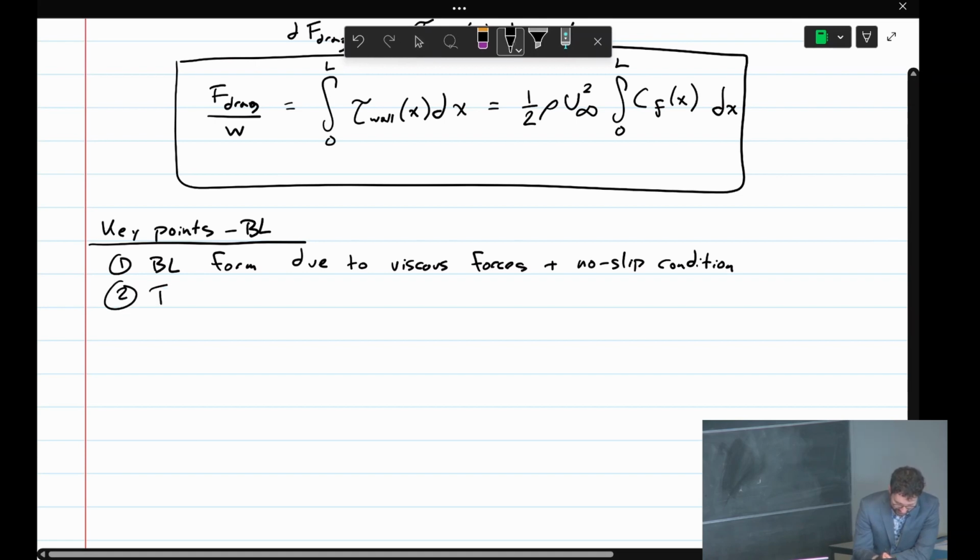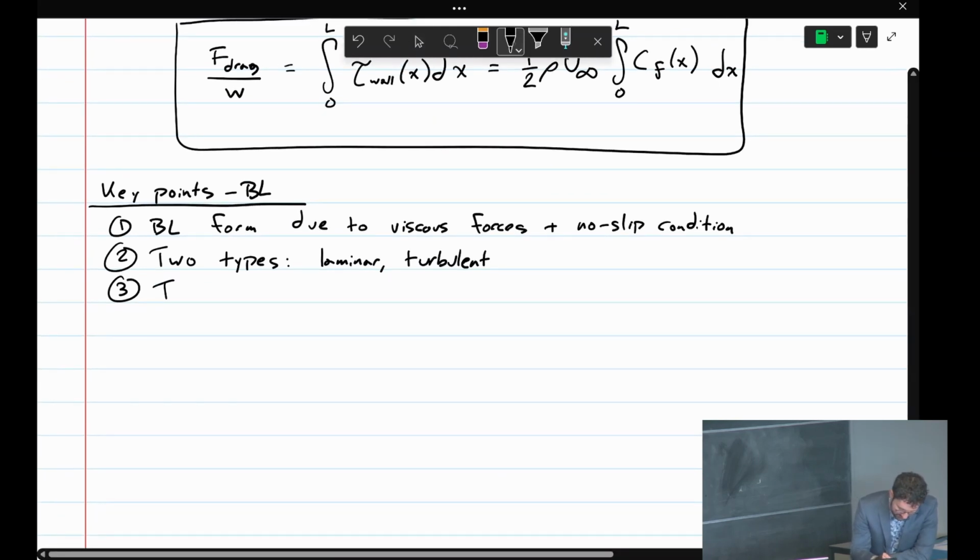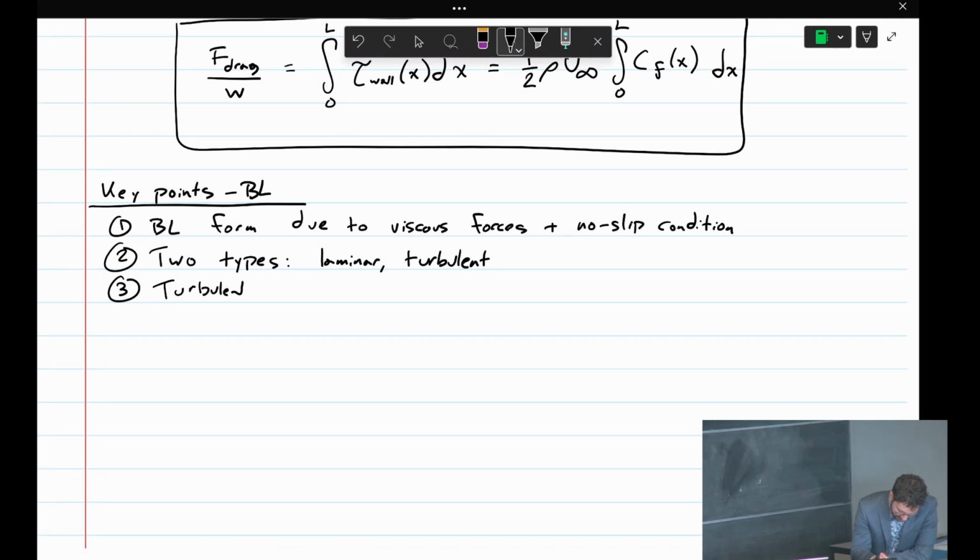Point two is there are two types: laminar and turbulent. The big point is that turbulent boundary layers are higher drag, due to a larger velocity gradient.